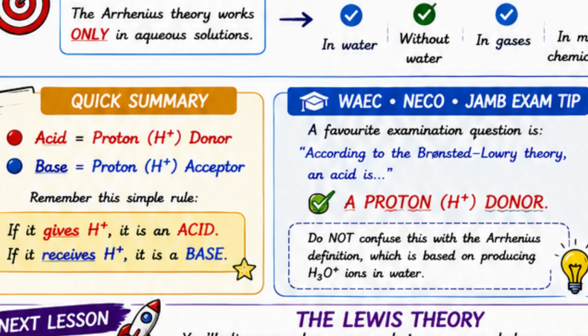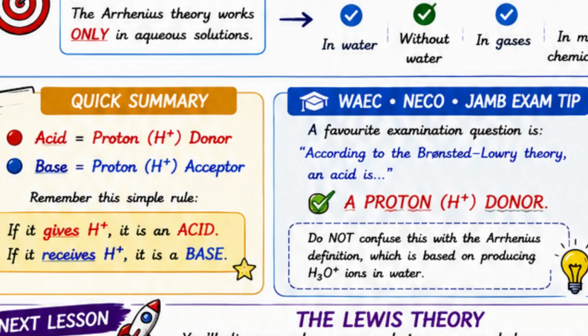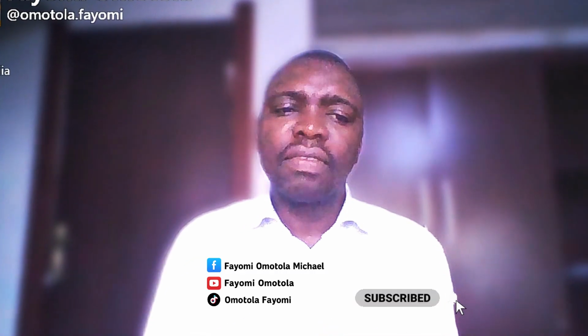Whenever you see Brønsted-Lowry, think donate hydrogen ion. Whenever you see base, think accept proton. That's H plus. I have a memory trick you will never forget. Imagine two friends. One friend loves giving gifts. The other friend loves receiving gifts. The giver is the acid. The receiver is the base. Acid gives, base receives. Simple.